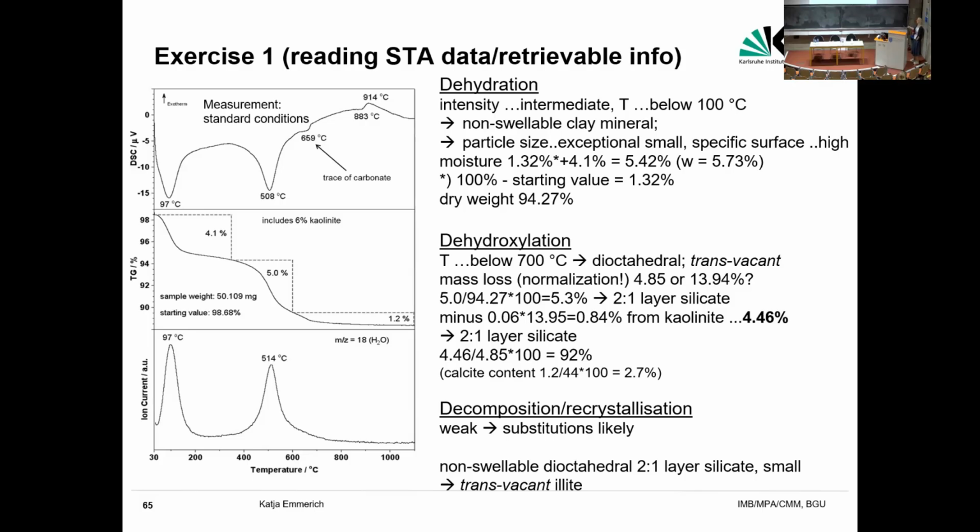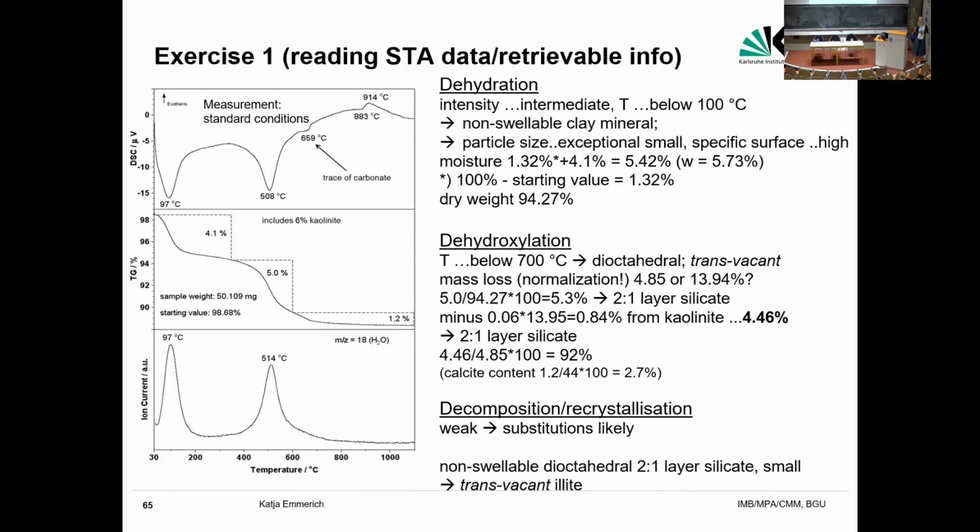And again, from a stoichiometric calculation, first we have to normalize this. So you have to do the normalization related to the dry weight, but then you can calculate the calcite content, and then you see it sums up to roughly 100%. 2-to-1 layer silicate dioctahedral, then the 6% of kaolinite, and then 3% of calcite.